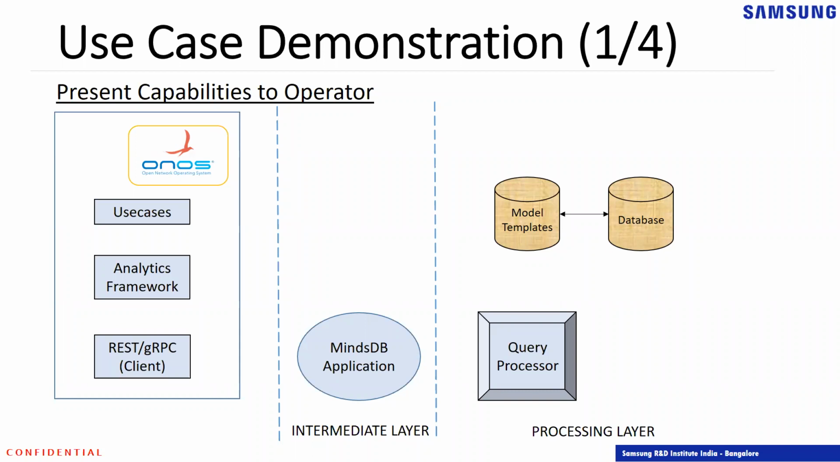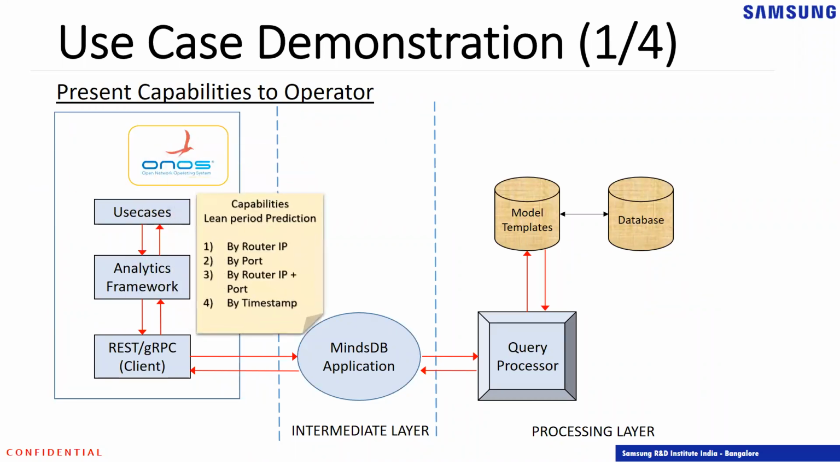The first API is presenting the capabilities to the operator. Generally, the first step is that the resource monitoring application will request the analytics framework to call the present capabilities API. The analytics framework will interact with MindsDB through the REST client, and MindsDB will call the query processor, which will fetch all the templates that are made from the data set. The query processor will give it to MindsDB, and MindsDB will provide those templates to the analytics framework, and the resource monitoring will get those templates.